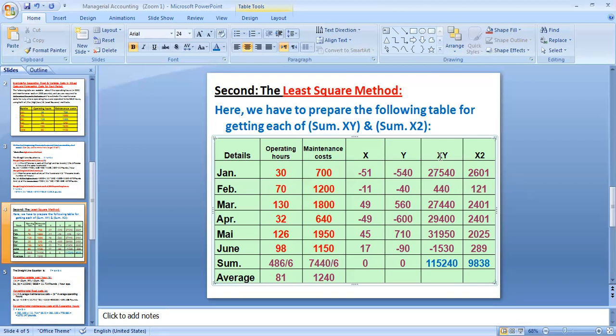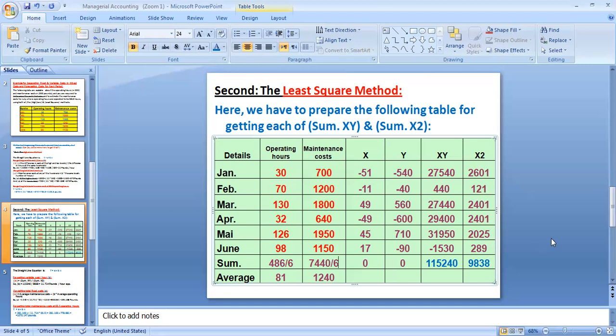Now I want to get xy. I have x and I have y, so multiplying x by y gives xy. x in February times y in February gets xy. The same for March, and the same for the other months. So I have xy. Please give me the total summation of xy. Now I need a column for x squared. This is x. Negative 51 times itself gives 2601. Negative 11 times itself gives 121, and so on. Then give me the summation of x squared.